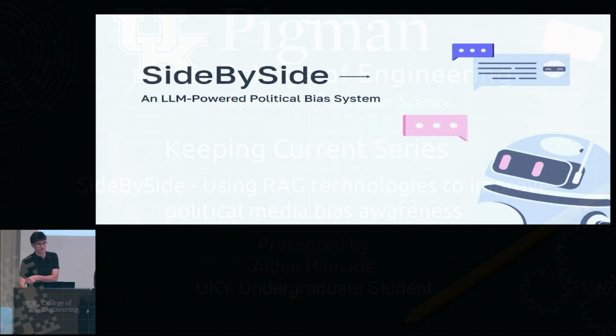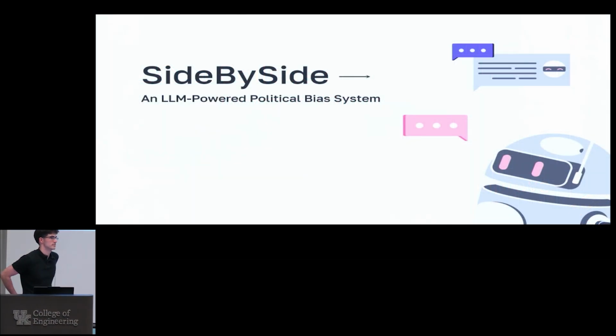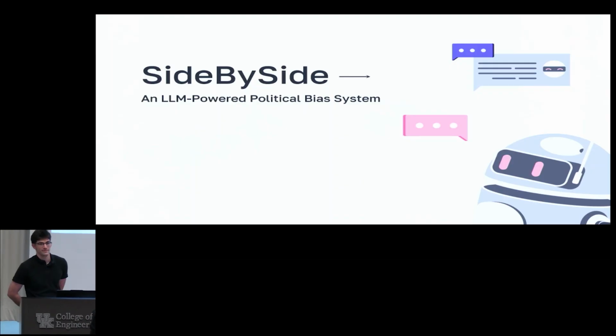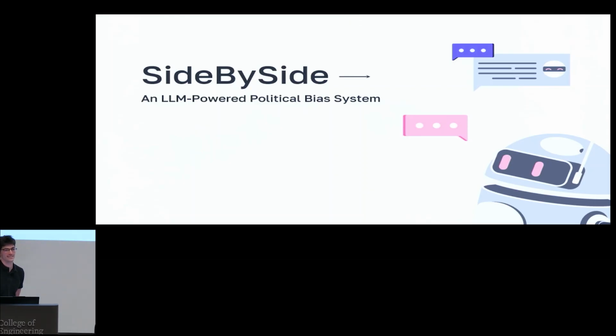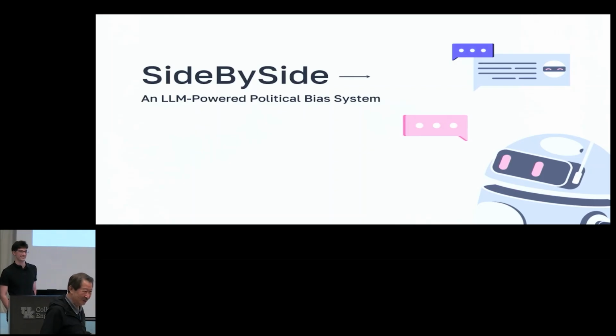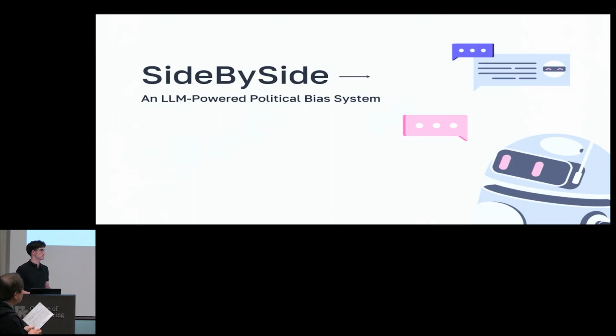All right, here's our second talk for today. The speaker for today is Aiden Hamade. He's not a graduate student. He's a senior. Well, that's good. We like to have undergraduate students do the presentations as well. So here's the title of the talk, Side by Side in the LLM powered political bias system. You have 30 minutes. Okay, we'll take the last 5 minutes for the Q&A. All right. So let's welcome our second speaker for today.